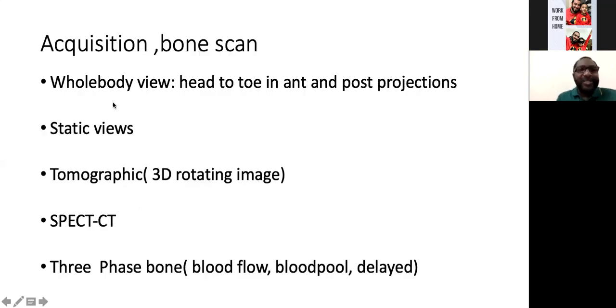Now, the acquisition of a bone scan, like I said, can be whole body. So it means that you are imaging the patient from head to toe in anterior and posterior projection. You can have static images, I'll show you what static images are. You can have a 3D rotating image, SPECT image, and 3-phase bone scan image. So I'll subsequently show you how those scans look.